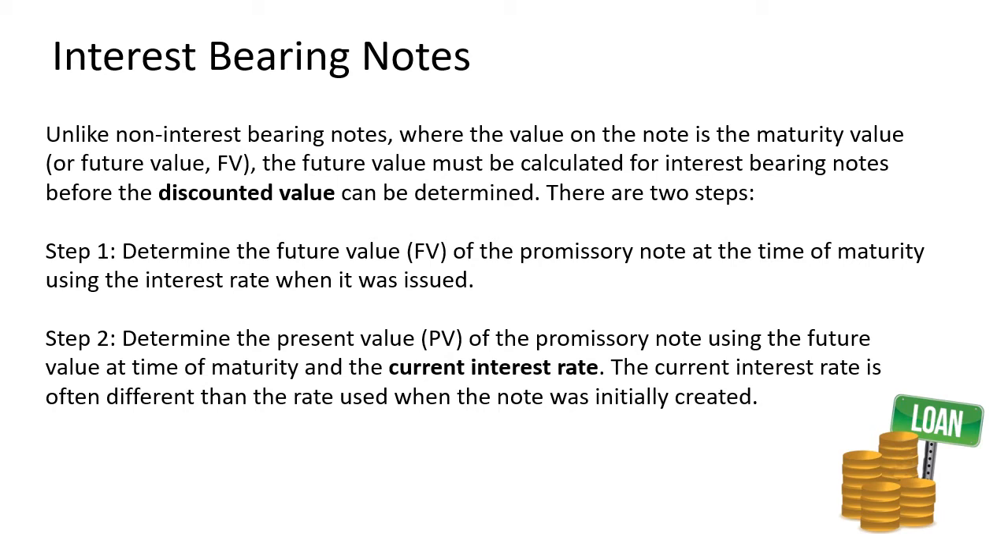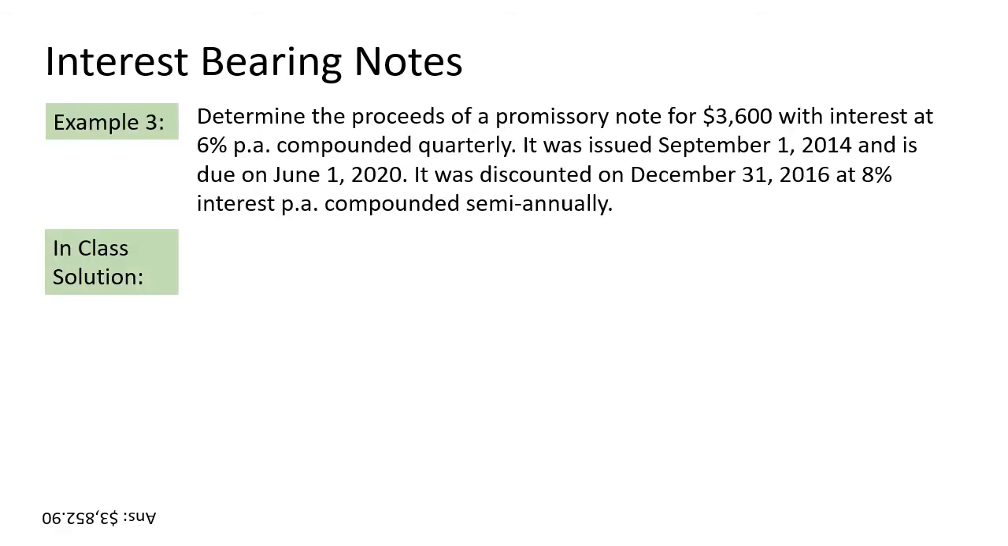So we're going to look at 3 different examples of interest-bearing notes. The first example, determine the proceeds of a promissory note for $3,600 with interest at 6% per annum compounded quarterly. It was issued September 1st, 2014 and is due on June 1st, 2020. It was discounted on December 31st, 2016 at 8% interest per annum compounded semi-annually.